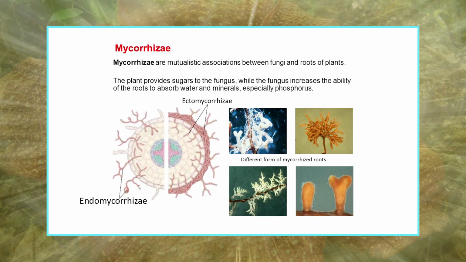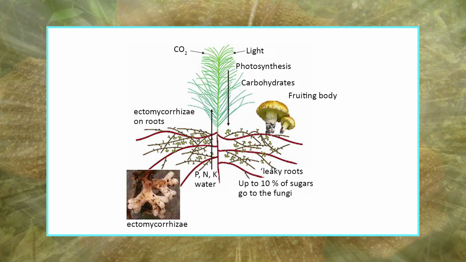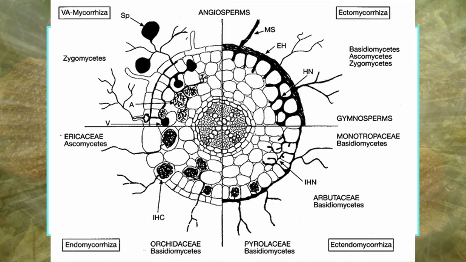Mycorrhizal association between fungus and roots of higher plants is also a mutualistic association. Mycorrhizae are of 2 types, differentiated by the fact that the hyphae of ectomycorrhizal fungi do not penetrate individual cells within the root. For example, species belonging to Pinaceae, Betulaceae, Salicaceae and Myrtaceae, while the hyphae of endomycorrhizal fungi penetrate the cell wall and invaginate the cell, found in Ericaceae, orchidaceous plants and vesicular arbuscular mycorrhiza.